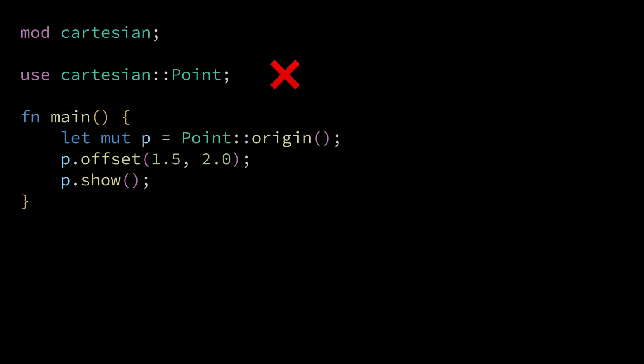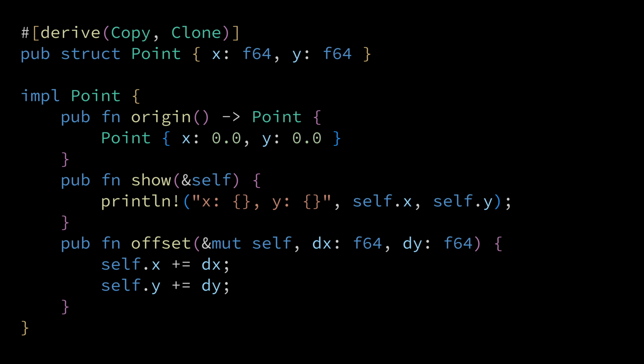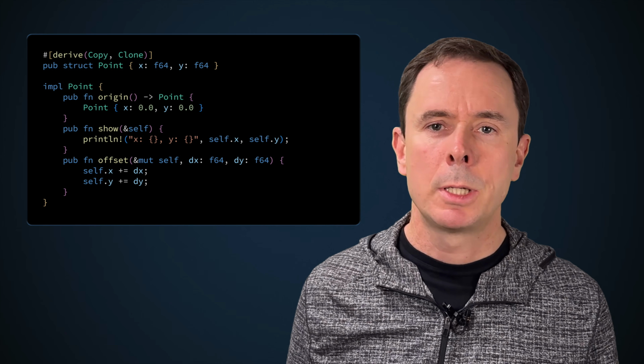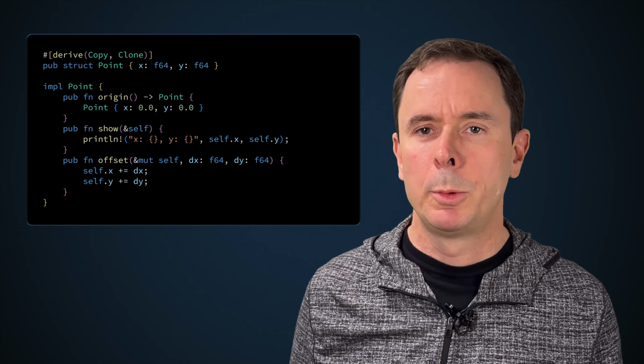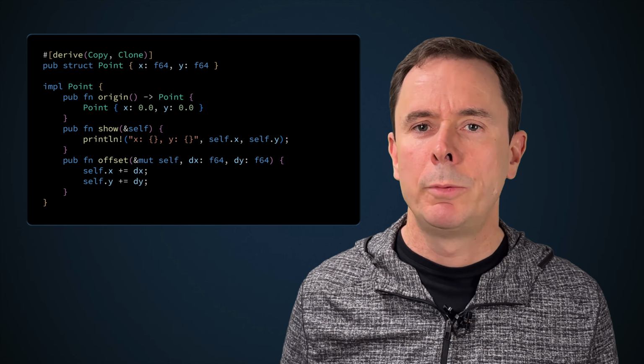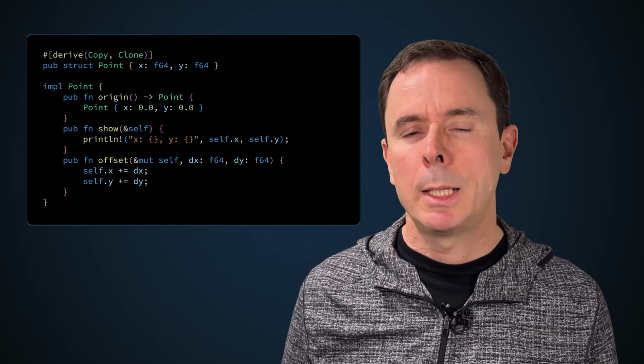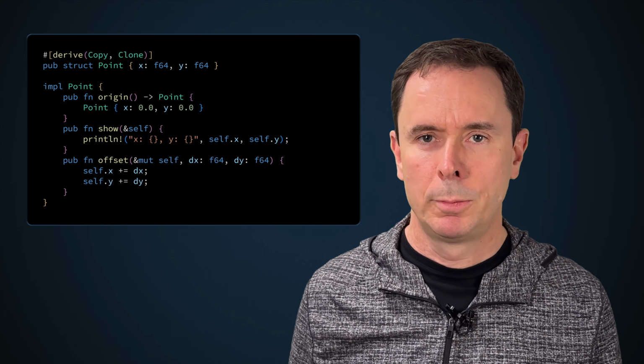This doesn't compile yet because the Cartesian module currently doesn't make anything public. It's all private by default. We're going to need access to the Point type and the functions origin, offset, and show. So in the module, I add the pub keyword to the type declaration and the functions I want to export. And now this compiles. If I had other functions here that should stay private, I'd just leave out the pub keyword and main would not be able to access them. Private items are only visible to the module where they're declared and any submodules inside that module.